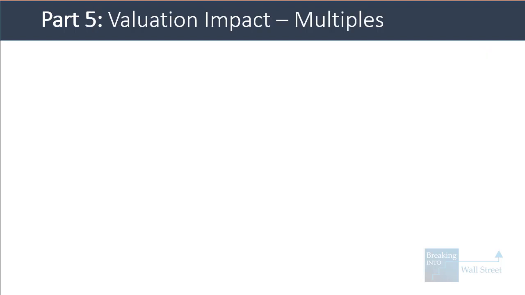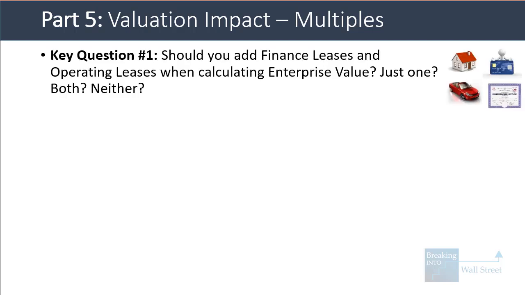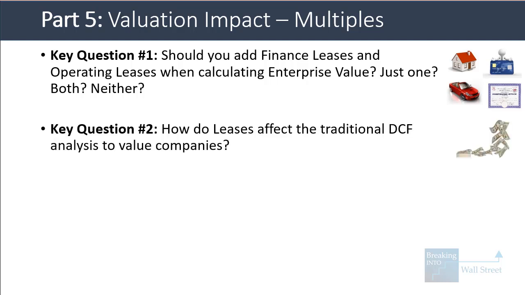Let's now go to part 5 and talk about the valuation impact of lease accounting and some of these changes. The first question here is, should you add finance leases and operating leases when calculating enterprise value? Should you add just one of them? Should you add both? Should you add neither of them? And then the second question is, how do leases affect the traditional DCF analysis to value companies?